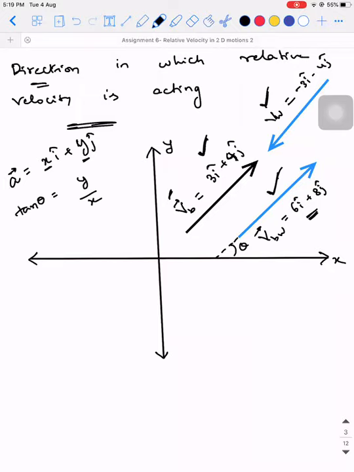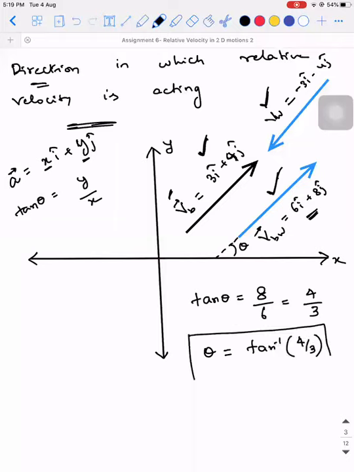So in this case, how can I write tan theta? Tan theta will be equal to 8 divided by 6, that will be 4 by 3. So theta will be equal to tan inverse of 4 by 3. So what we are trying to say is the relative velocity is making an angle of tan inverse of 4 by 3 with respect to the x-axis. Are you guys able to visualize this?